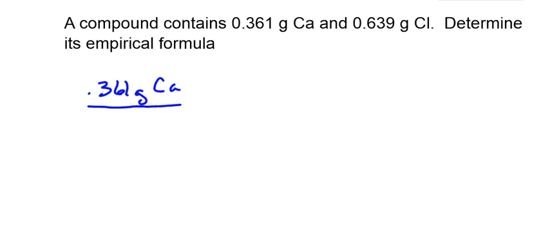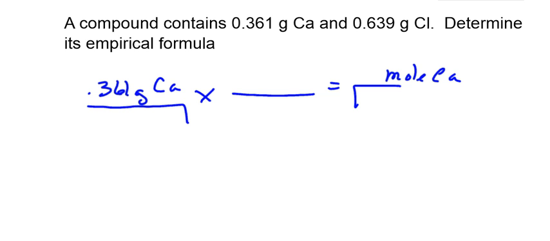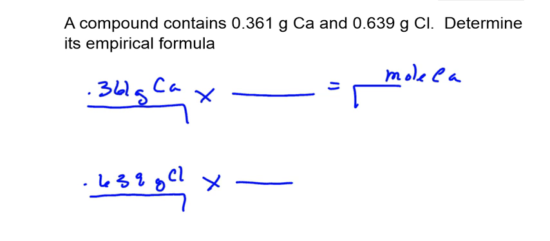So 0.361 grams of calcium, and we want to get this to equal moles. And of course, one stepper because it is a mole conversion. And then we have 0.639 grams of chlorine, and we want to convert that into moles.